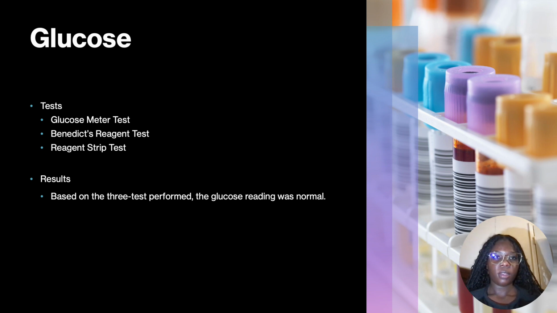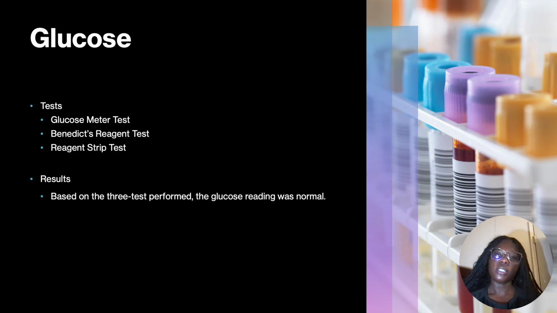So, the glucose test. The glucose test consists of three different tests, which are the glucose meter test, the Benedict's reagent test, as well as the reagent strip test. The glucose meter test is a drop of blood that was placed on the designated area of the test strip and inserted into the meter to measure the glucose levels.